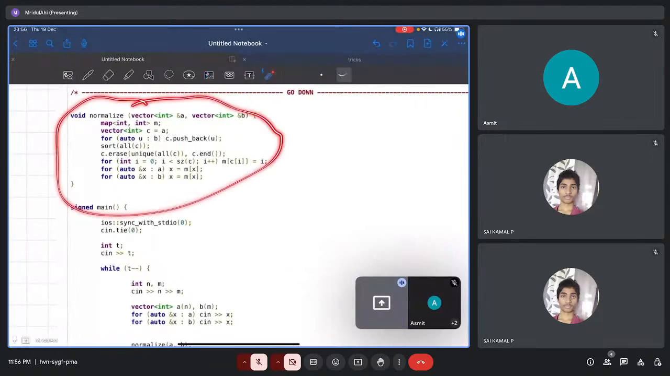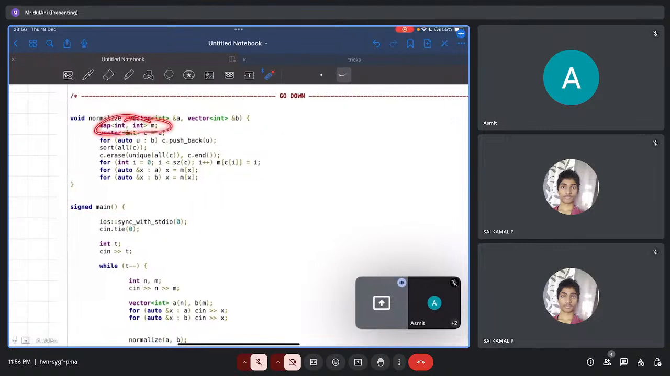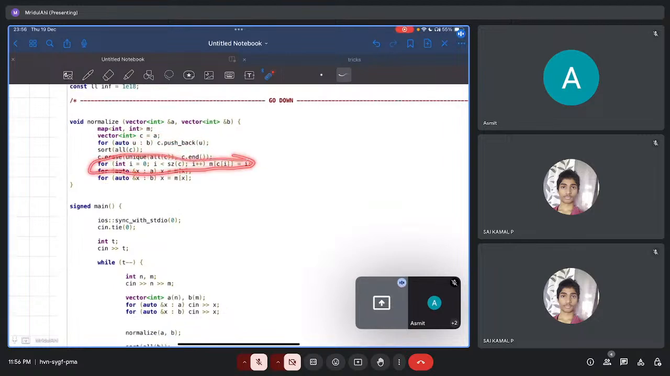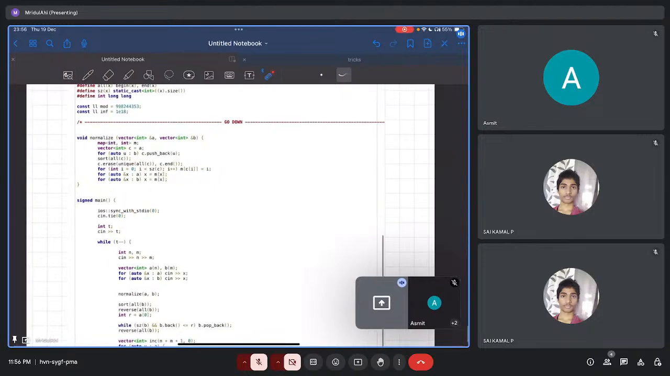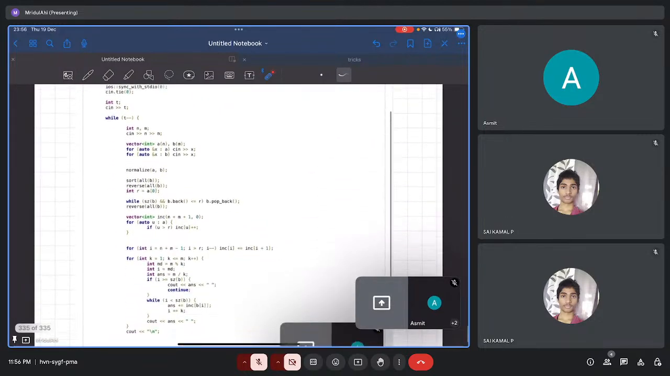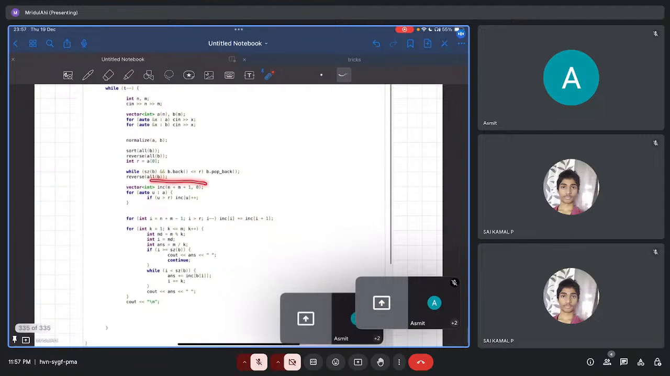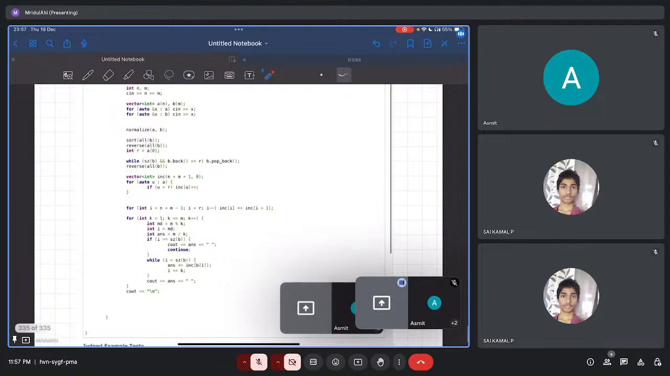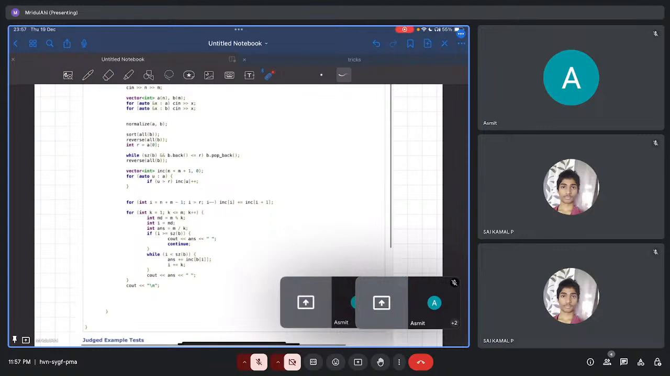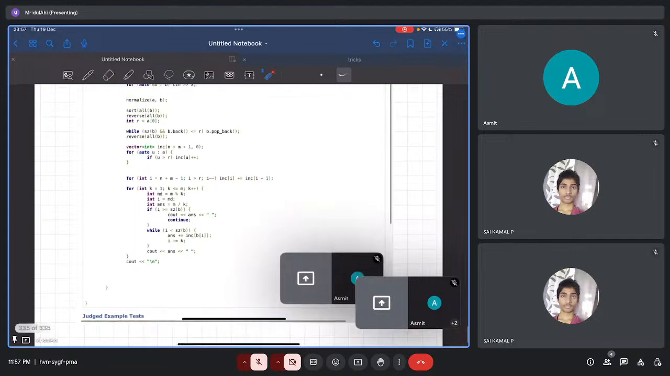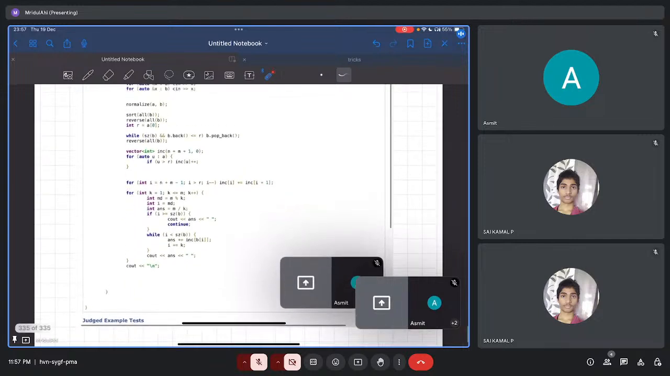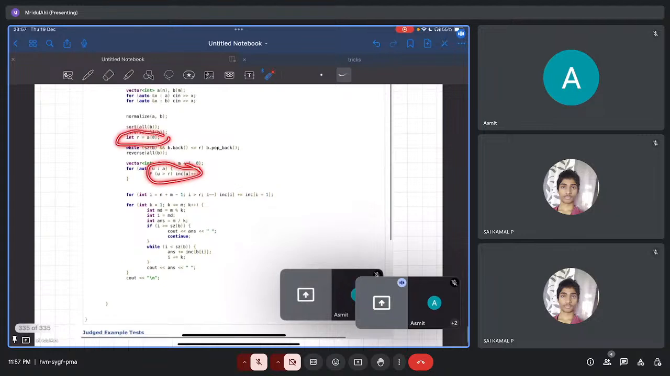So this is the part where we normalize the two vectors for a and b, form a map, and then make a vector of elements from both a and b, sort it, erase the duplicate elements, and then map the elements to the ith element in increasing order, and then replace the elements in the vectors with their positioning. This increment vector stores the number of people that have rating greater than or equal to u for each u, such that u is greater than r also. r is the rating of the first person.